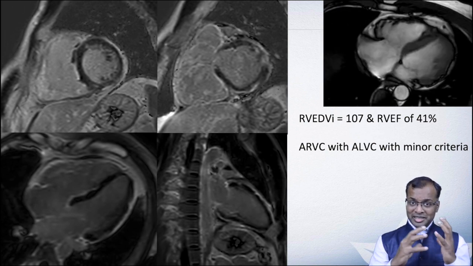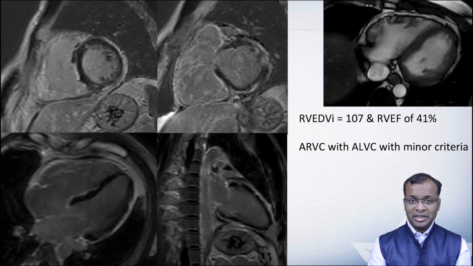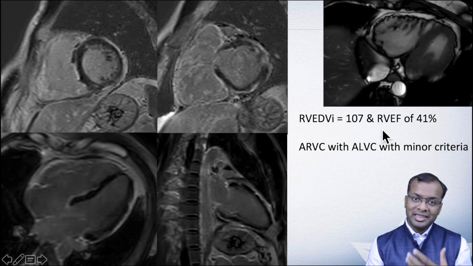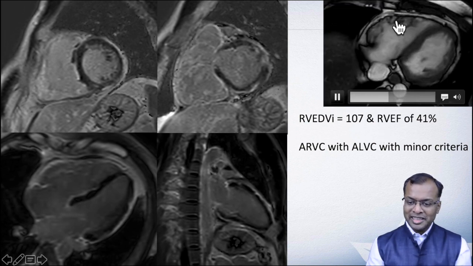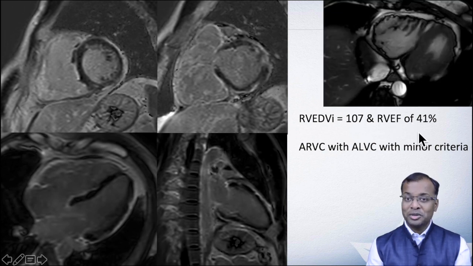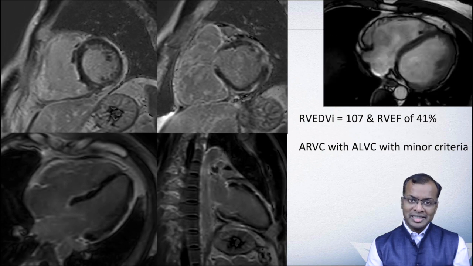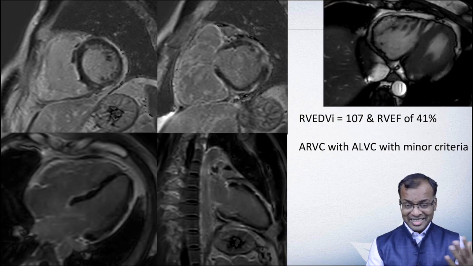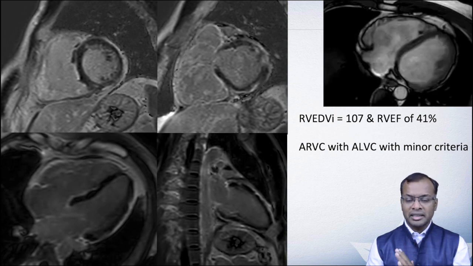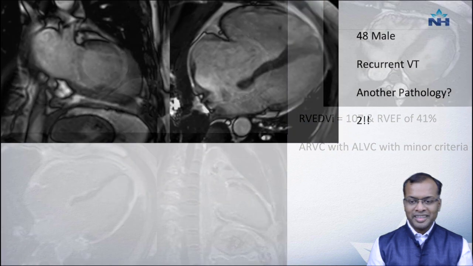although the appearances are very, very classical, when we do the volumetric assessment, we see that it only matches up to the minor criteria. Although you're seeing nice microaneurysms, the volume and the ejection fraction don't reach the major criteria. So you would report this as CMR features suggestive of ARVC and satisfying one minor criterion amongst the revised task force criteria. This is another patient.